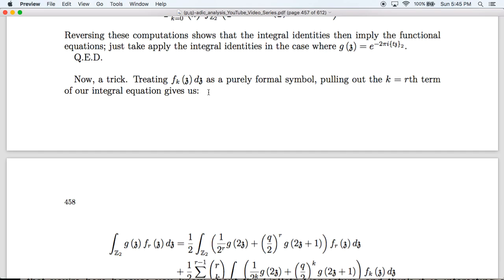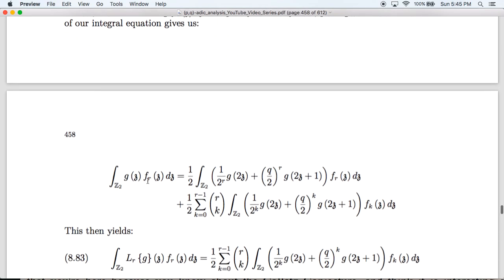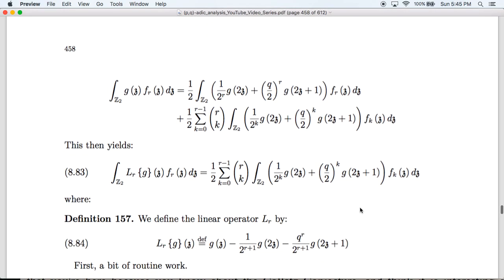Let's pull the k equals r-th term out of this side of the formula. So here we then get this thing plus this thing. Moving everything over, we have the following equation, where L_r is this linear operator on the space of continuous functions. It sends g to g of z minus 1 over 2^(r+1), g of 2z minus q_r over 2^(r+1), g of 2z plus 1.